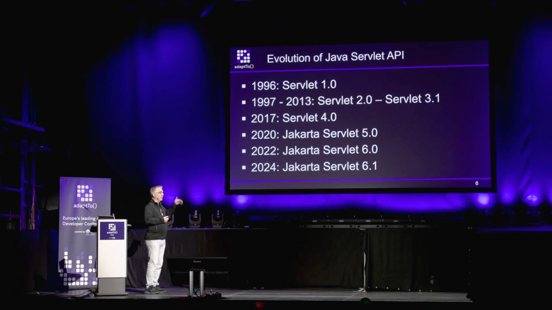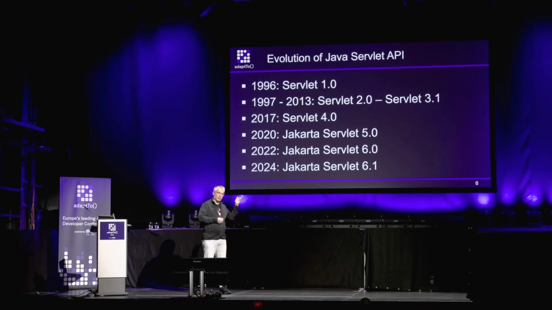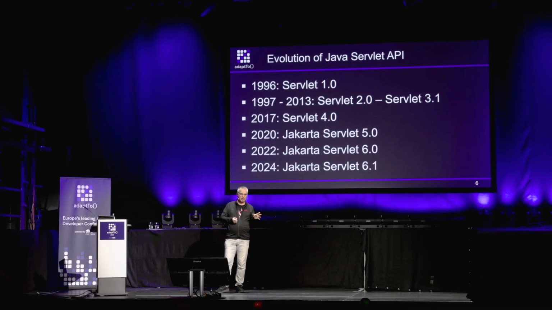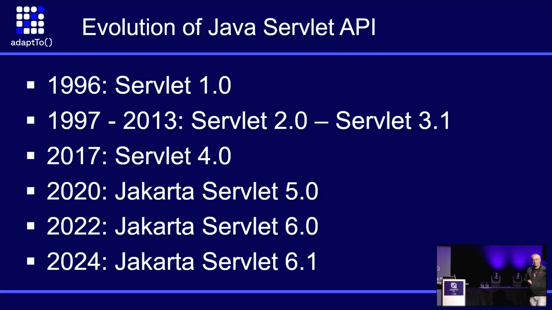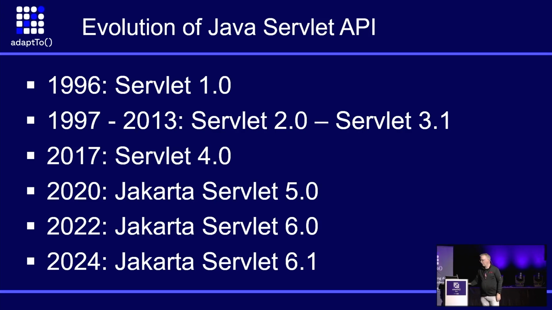If you look at this slide, this is the evolution of the Java Servlet API. It started in 1996. It's really that old. I'm a little bit older, but not that much. And it evolved in various iterations. And then in 2020, the Jakarta Servlet API came around.